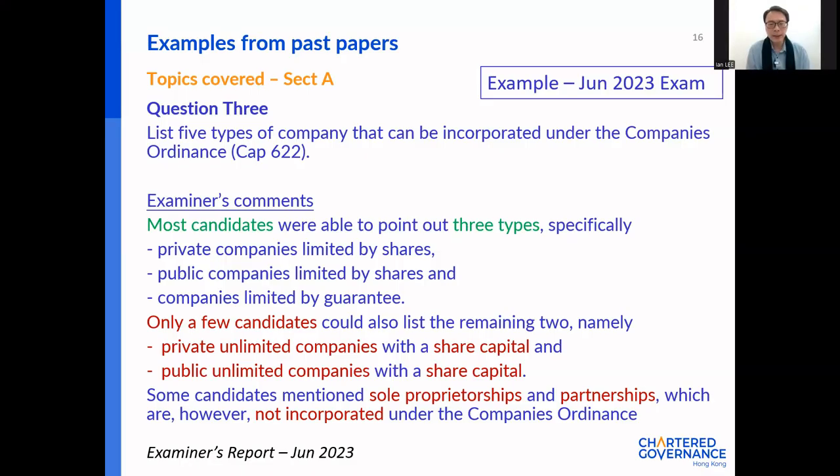Okay? So some candidates mentioned sole proprietorships and partnerships, which are, however, not incorporated under the Companies Ordinance. So you can see the question lists 5 types of company that can be incorporated under the Companies Ordinance. Since sole proprietorships and partnerships are unincorporated business structures, they would not be incorporated under the Companies Ordinance, and that's the reason why the examiner said it would not be correct to answer them, and if they did write that part of the answer, they would not score any marks.